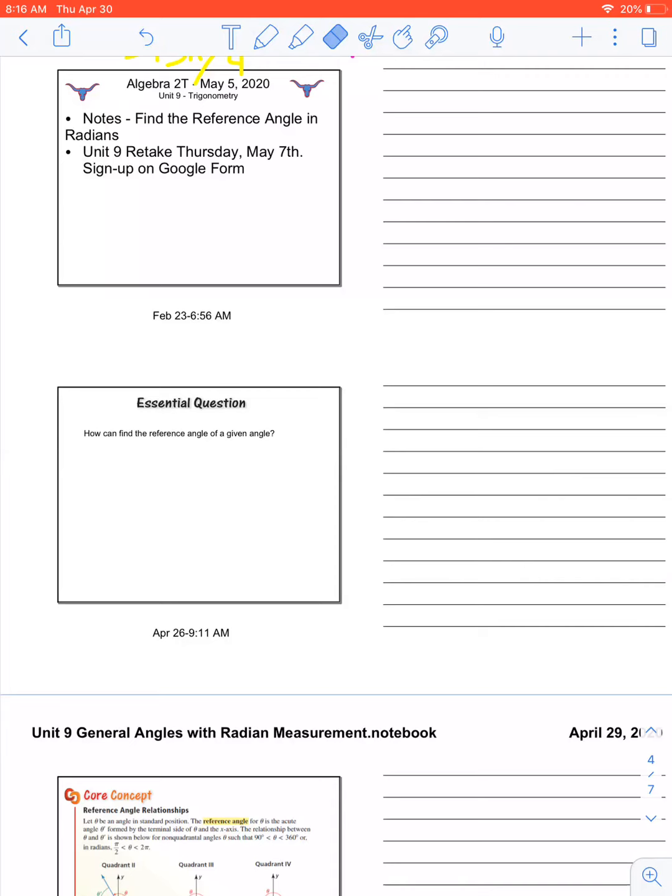So hopefully yesterday made sense when you were graphing radian measurements in standard position and also finding the coterminal angles, okay? So we're going to continue with the trend with radian measurement, but today we're going to find the reference angle. The reference angle is the same as it was when we were finding it with degree measurements. The reference angle is the acute angle that is made with the terminal side and the x-axis. So we're going to talk about that today.